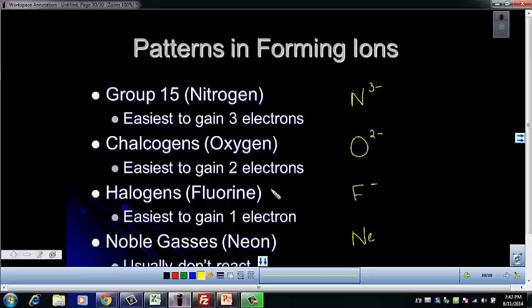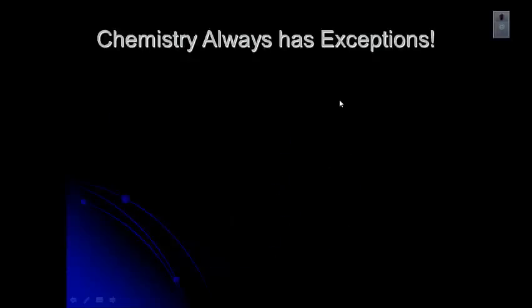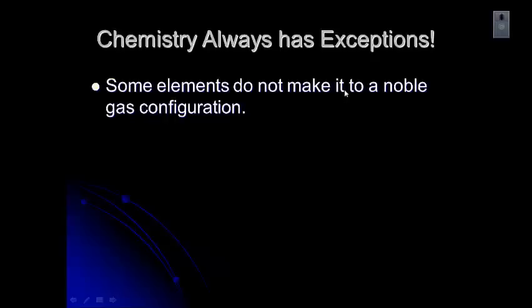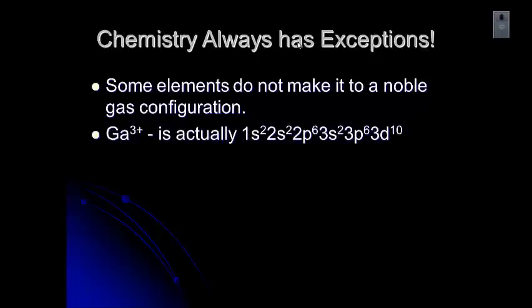All right? So let's talk about gallium and germanium, because those were actually a little bit different. Chemistry always has exceptions. Some elements don't make it to that noble gas configuration. So gallium is actually 1s2, 2s2, 2p6, 3s2, 3p6, 3d10. See what you can figure out there about what is different about the configuration than what you put. Look at your notes. Pause if you need to.